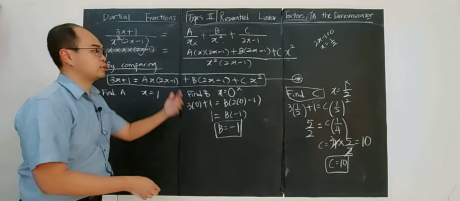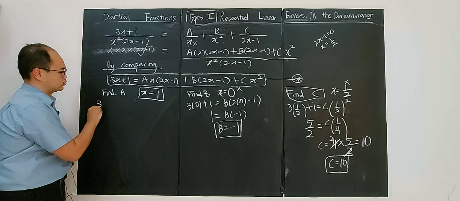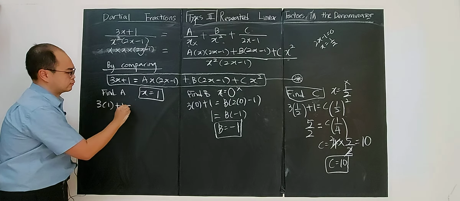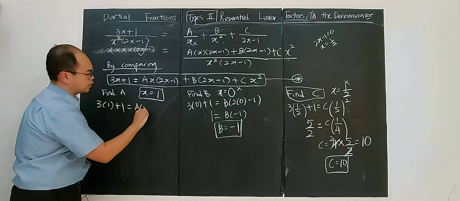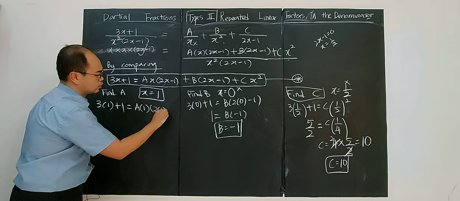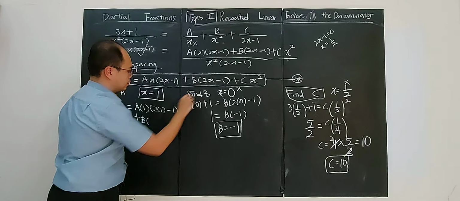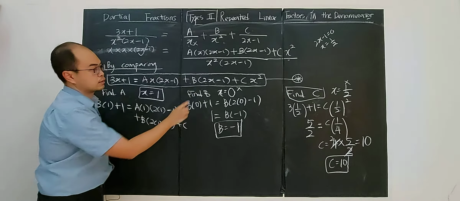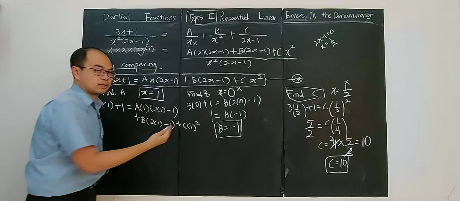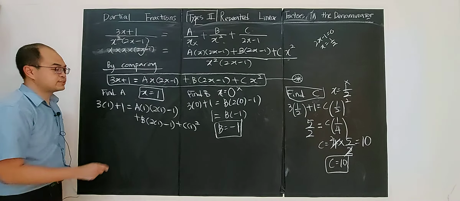Alright, it's already chosen. So x equals 1, so you substitute 1. 3 times 1 plus 1, right? If you choose 1, here will become 0 minus 1. Plus B, you choose 1, 2 times 1 minus 1, plus C times 1 squared. Isn't it? Very easy. Don't go and choose 100. It's okay, but wasting your time, right?